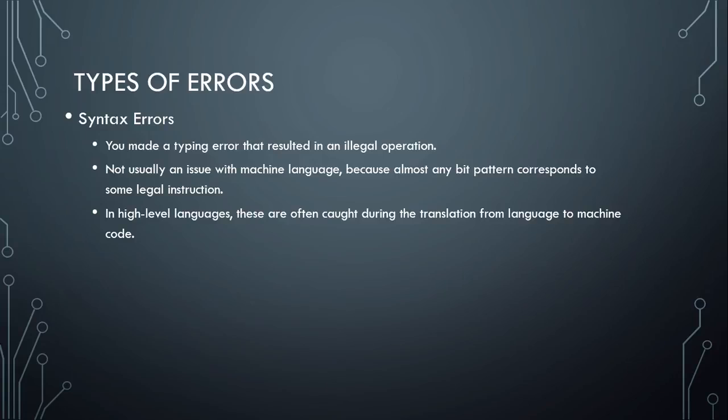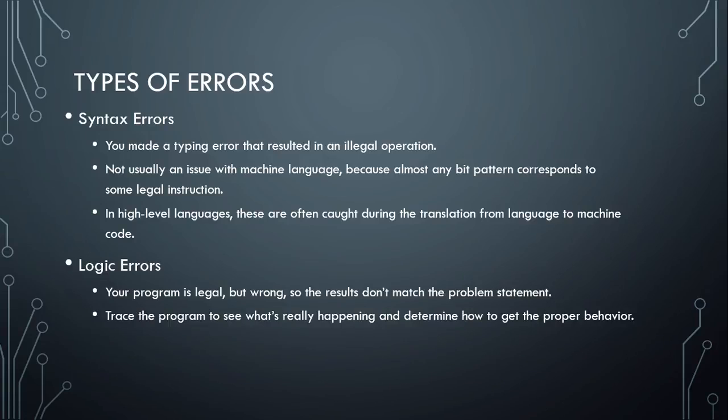However, in higher level languages such as Java or C#, these are often caught during the translation from language to machine code, because you're writing in words that represent English language or something similar, and then the compiler has to change that text that you've written on your screen over into machine code that the computer can actually use.